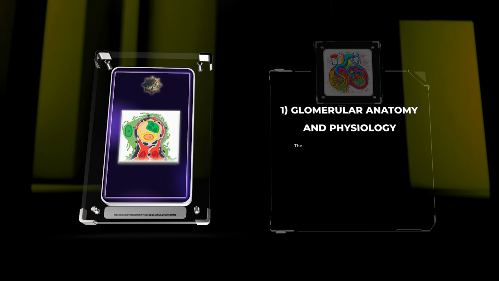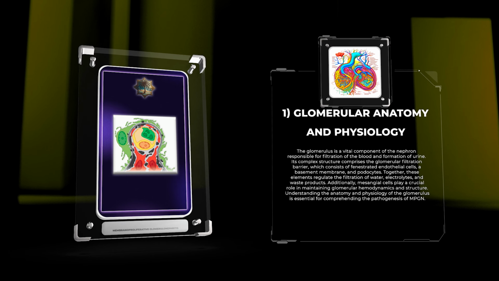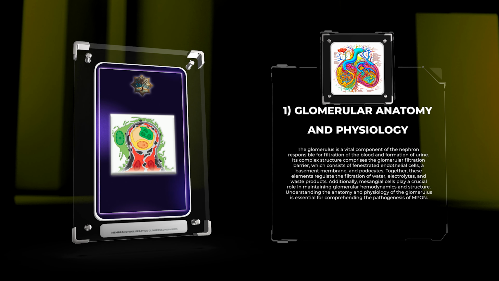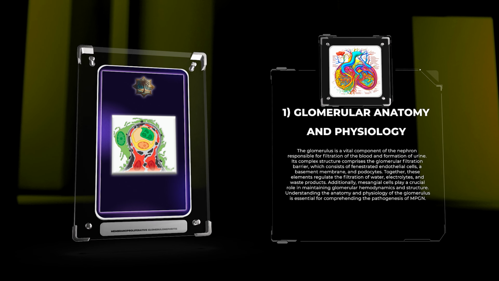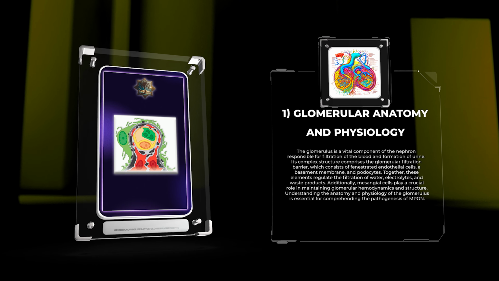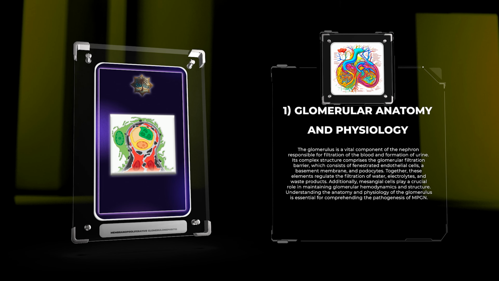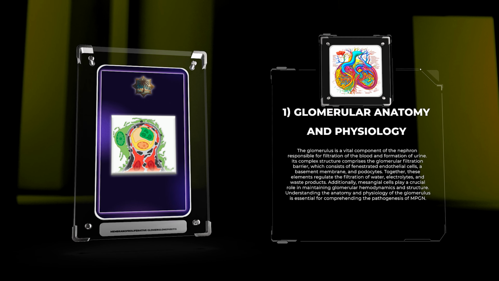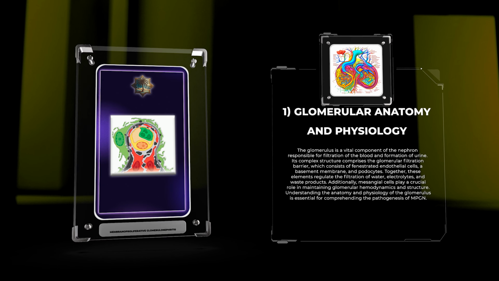The glomerulus is a vital component of the nephron responsible for filtration of the blood and formation of urine. Its complex structure comprises the glomerular filtration barrier, which consists of fenestrated endothelial cells, a basement membrane, and podocytes. Together, these elements regulate the filtration of water, electrolytes, and waste products. Additionally, mesangial cells play a crucial role in maintaining glomerular hemodynamics and structure. Understanding the anatomy and physiology of the glomerulus is essential for comprehending the pathogenesis of MPGN.